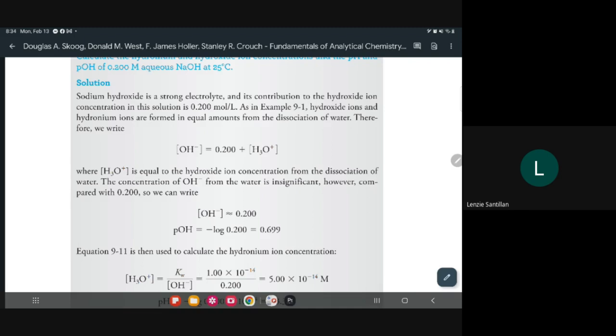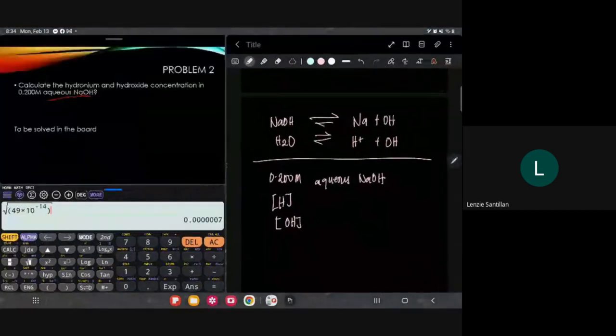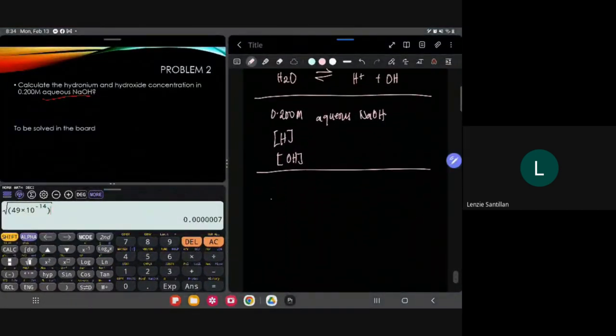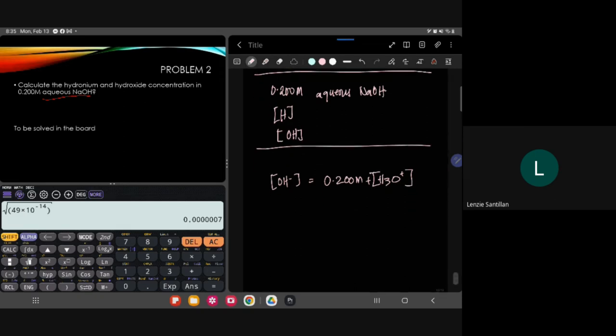So as an example ng 9-1, hydroxide ion and hydroniums are formed in equal amount from dissociation of water. Therefore, we write hydroxide is equivalent to 0.200 plus H2O. But ganito yung nangyari, guys. Isulat natin yan. I-understand natin bakit ganyan yung kanyang na deduct na information. Ang sabi dyan is hydroxide is equivalent to 0.200 molarity plus H3O.